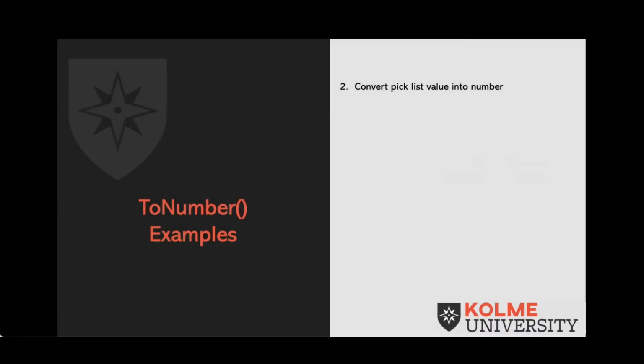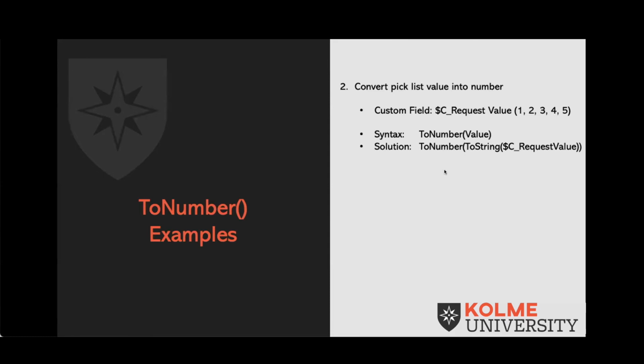Okay, for this example, I wanted to run a calculation on a pick list value. The business case is we need a pick list for scoring an item on a scale of 1 to 5, and we want to run a calculation on the value. We'll use ToNumber to convert those pick list values to numeric values. Grant, I see your formula also contains toString. And let's talk about that a little bit.